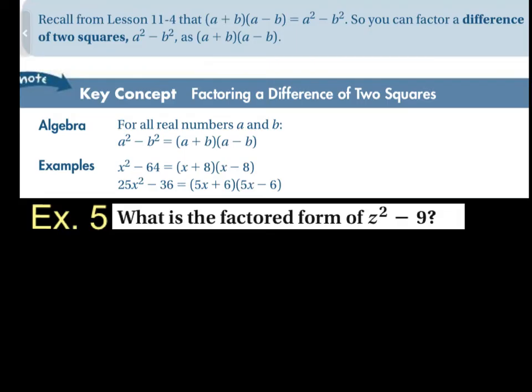Okay, here's one: factoring a difference of two squares. This is one that we really want to be able to recognize. Anytime I have a perfect square minus another perfect square, it's going to factor to the sum and the difference of their square roots. So for example, x squared minus 64 factors to x plus 8 and x minus 8.